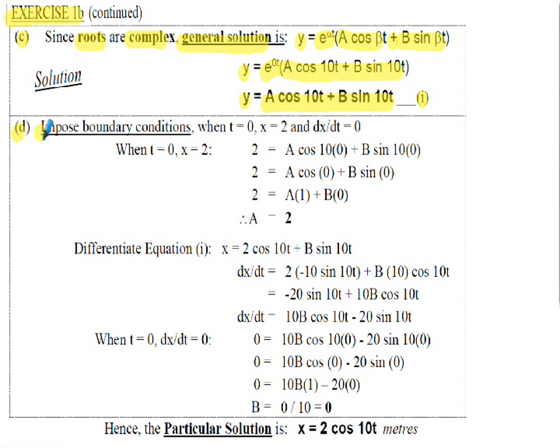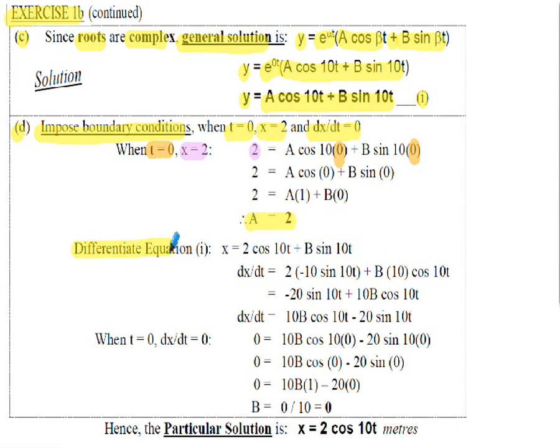And in step 4 we're going to impose the boundary conditions given in the question, that when t is equal to 0, x is equal to 2 and dx by dt is equal to 0. So when t is equal to 0, x is equal to 2, so replacing t with 0 in equation 1 above, we get 0 here and 0 here. And that equates to the x is 2 on the left hand side. Solving, we find that A is equal to 2 in this case.